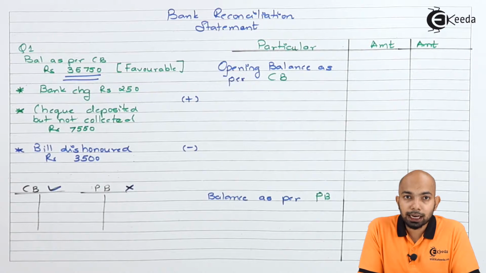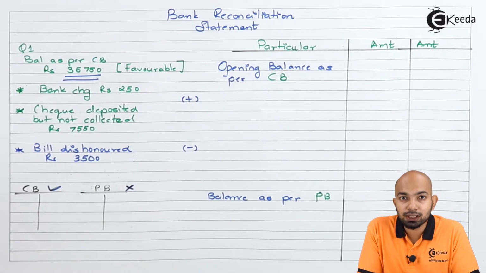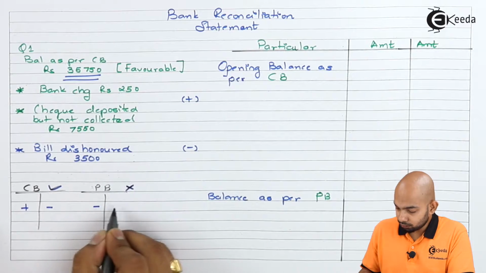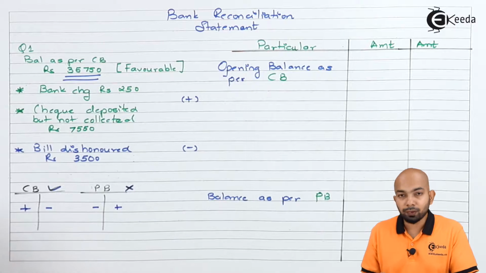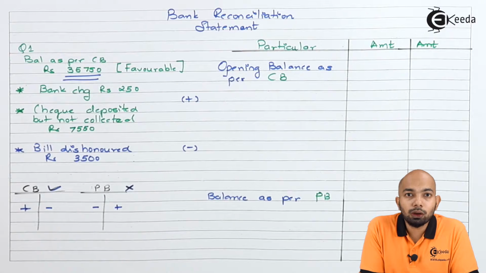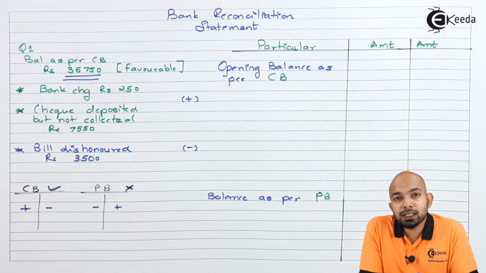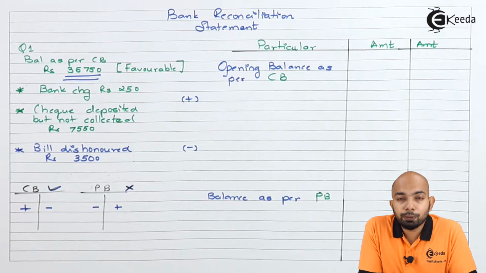Let's put the addition and subtraction signs here so that it will be easy for us to define which transaction refers to which side of the book. So as you see, the debit side of the cash book has positive sign and the negative sign is on the credit side of the cash book. Similarly, the debit side of the passbook shows a negative sign and the credit side of the passbook shows positive sign. So, for example, if you have deposited any check in your cash book, the same thing will be reflecting on the credit side of the passbook.